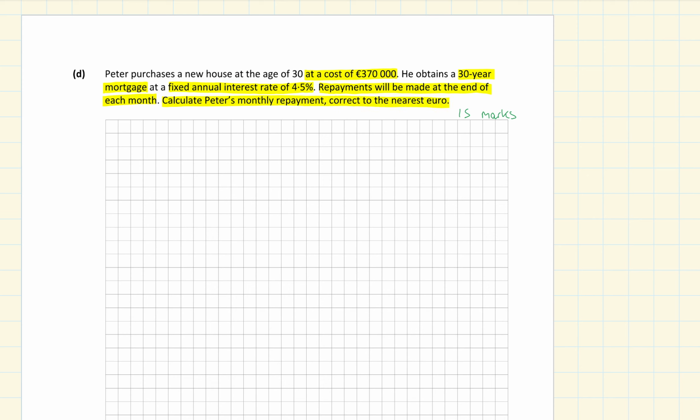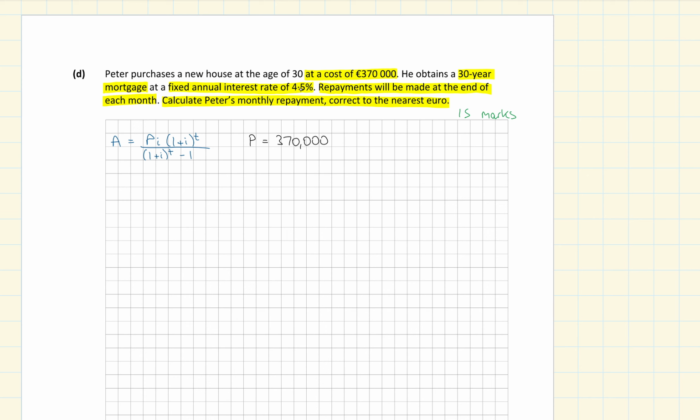So we're going to use the amortisation formula for this. It's a quicker solution. So you get P times i by (1 plus i) to the power T, all over (1 plus i) to the power T minus 1. So P, the principal, is 370,000.